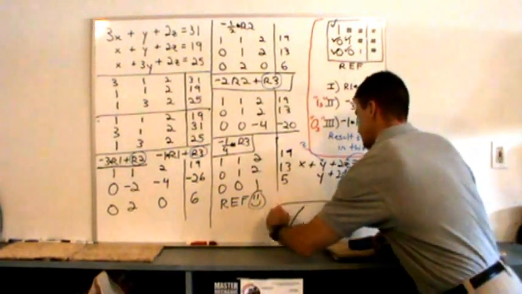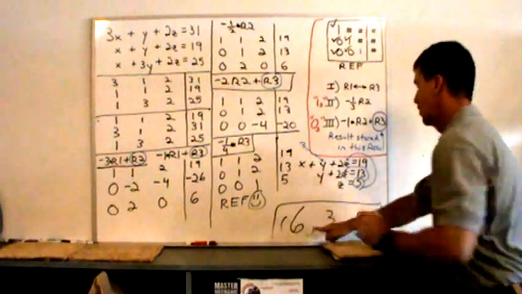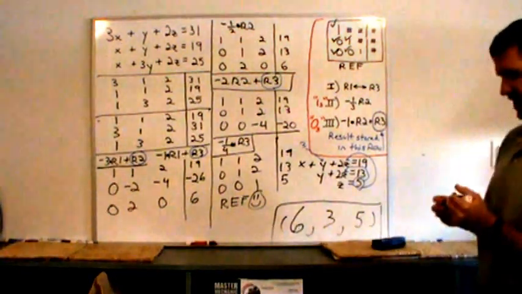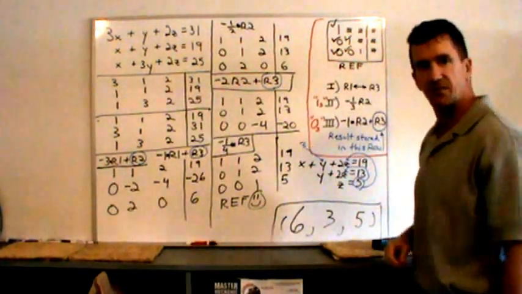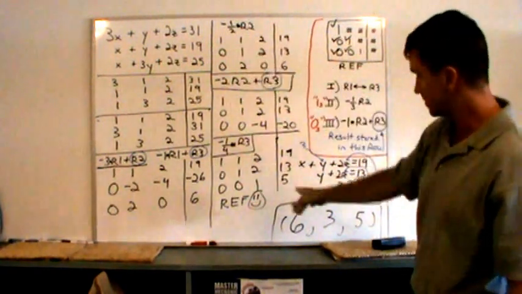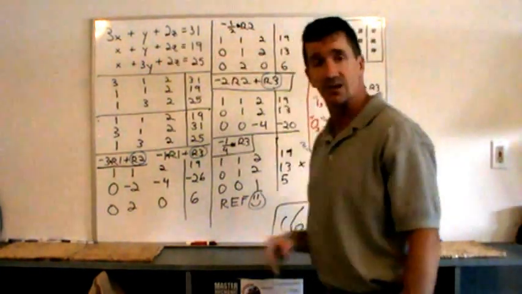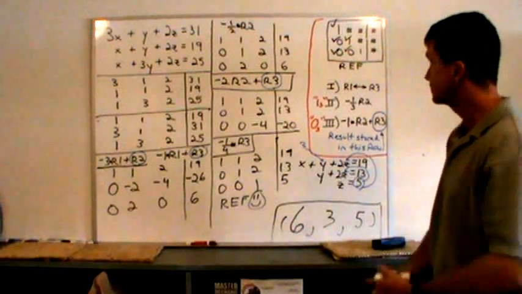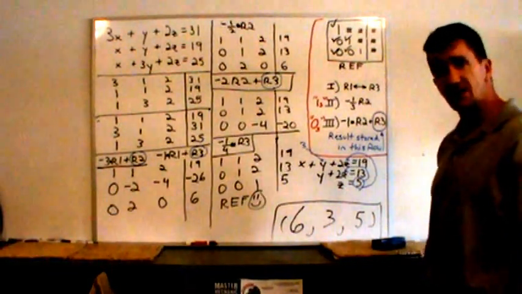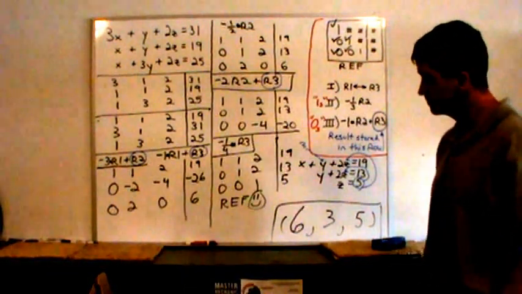There's our solution. X is 6. Y is 3. Z is 5. We have now solved that system of equations. And you can check it if you want. Substitute these back in each one of these two equations. You'll see they all come out as true statements. And that's Gaussian elimination with back substitution. That's it.